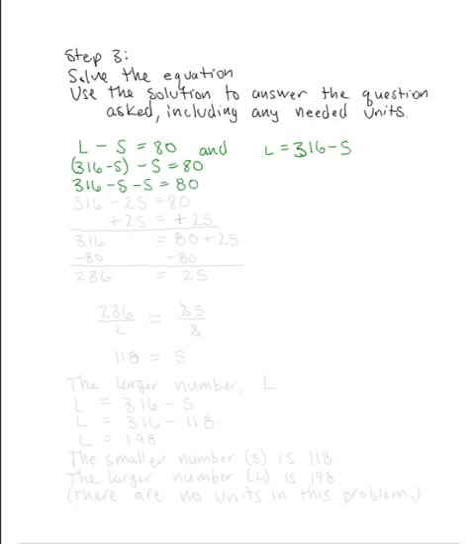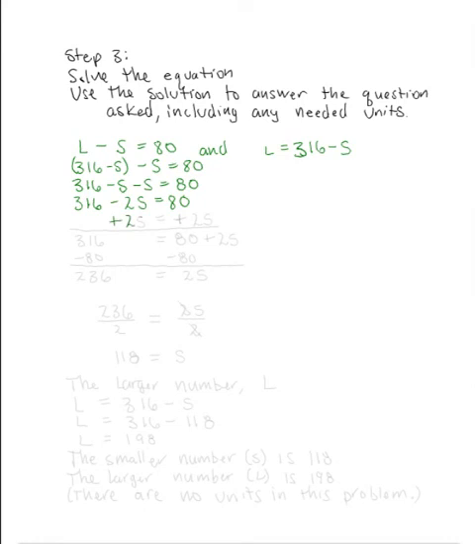I have some like terms here that I can combine. I've got my minus s. So if I take away s and then I take away s again, the result is that I've taken away s twice. This is 316 minus 2s equals 80. Okay. Now my goal here is to be able to solve for s. To do that, I want to get s by itself, and since I don't like dealing with negative numbers, my plan is going to be to put the s on the right side of the equation.